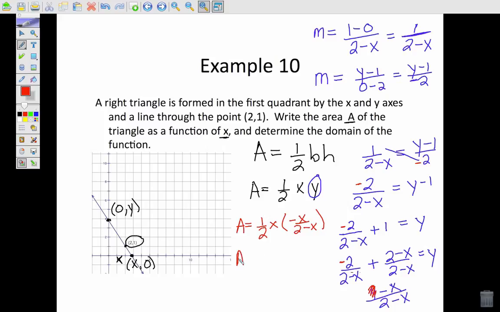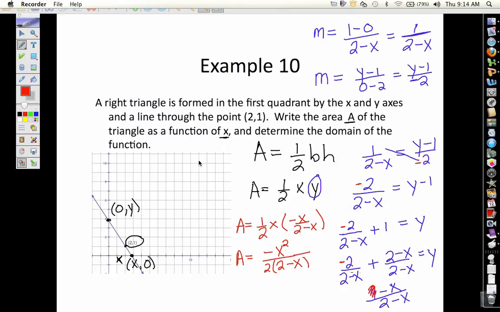Okay, let's go ahead and simplify this into a better expression. Area equals 1/2 times x times negative x, it's negative x squared, over, the 2 can be multiplied on the bottom here, 2 times 2 minus x. That would represent how to find the area of that triangle there in that first quadrant. Now, to determine the domain of this, my domain is going to be, again, my x values.